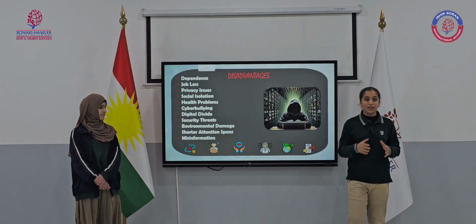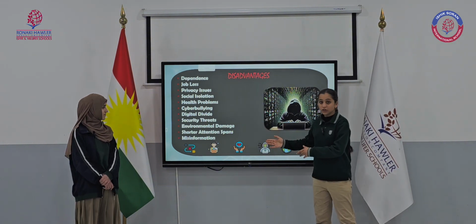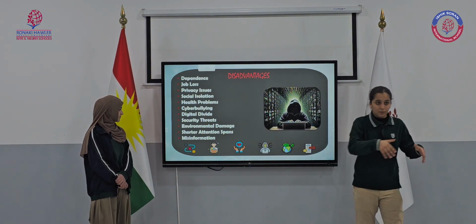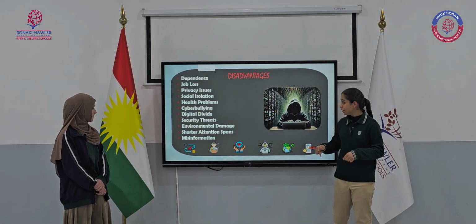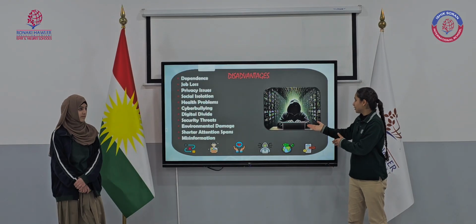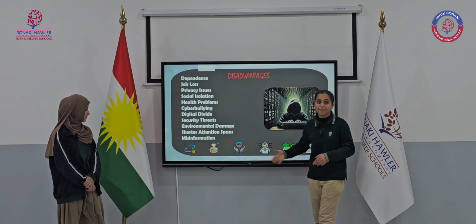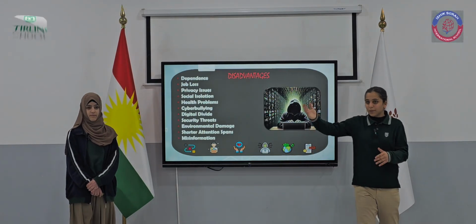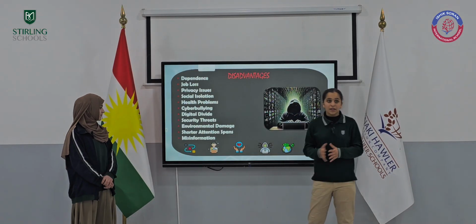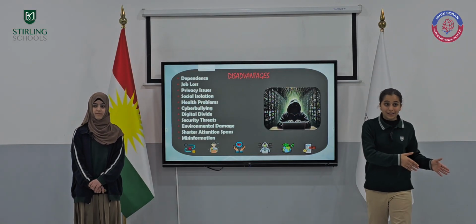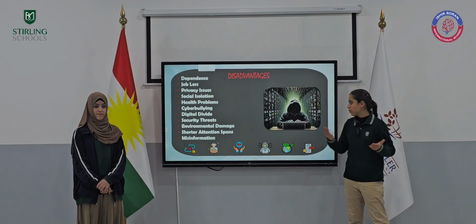Cyberbullying. Technology can involve harming or harassing other people, which is really dangerous. Digital divide. The digital divide is the gap between those who have easy access to technology and those who don't. Security threats. As you can see in this picture, it involves hacking, scamming, and identity theft. Environmental damage, like different types of pollution: air pollution, water pollution, and sound pollution. Shorter attention spans. Students won't be concentrating on their exams. Instead, they'll be spending their time only on electronic devices.